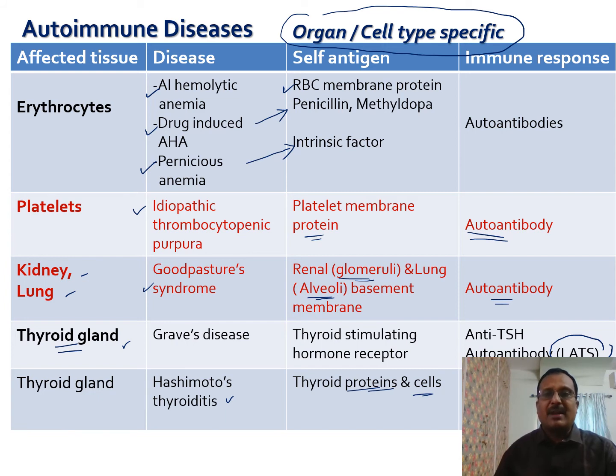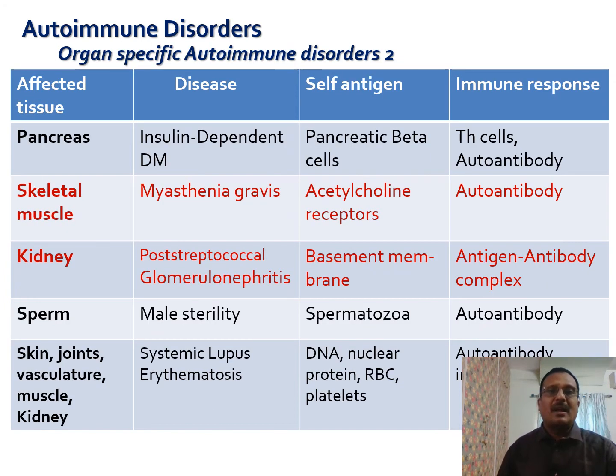Like this, there are various self antigens present in various types of cells in the body, like RBCs, platelets, kidney cells, lung cells, and thyroid gland cells. When these self antigens get exposed to the immune system of the host, an immunological response will be mounted and results in either anemia, Goodpasture syndrome, Graves' disease or Hashimoto's thyroiditis. Next one is organ specific autoimmune disorders.